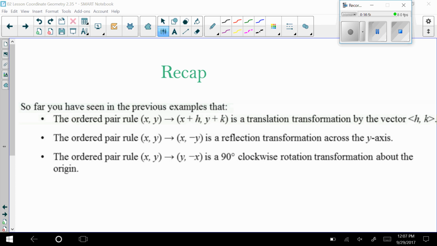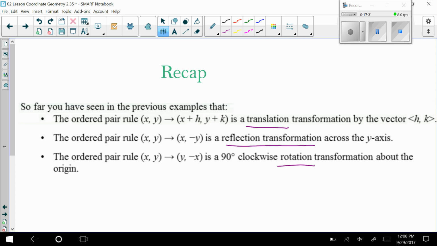So far we've learned 3 ordered pair rules. This first one is a translation transformation, where (x, y) becomes (x + h, y + k), where h is the horizontal shift and k is the vertical shift. The ordered pair rule (x, y) becomes (-x, y) is a reflection transformation across the y-axis. And the third one, (x, y) becomes (y, -x), is a 90-degree clockwise rotation transformation about the origin.